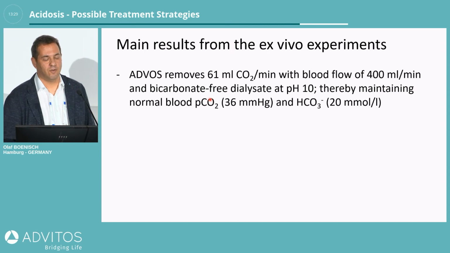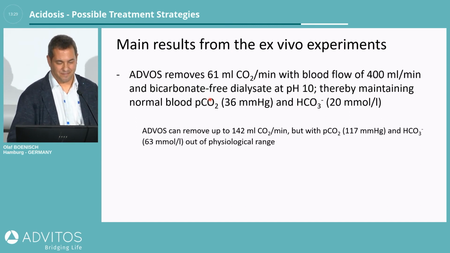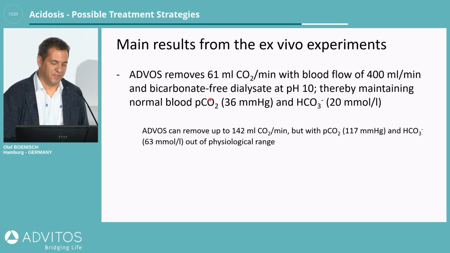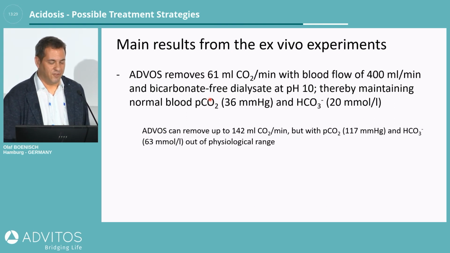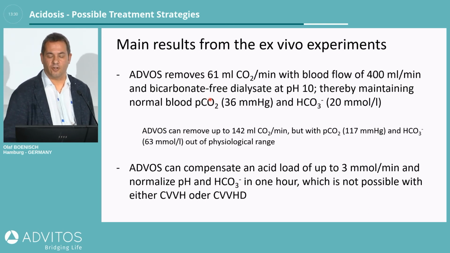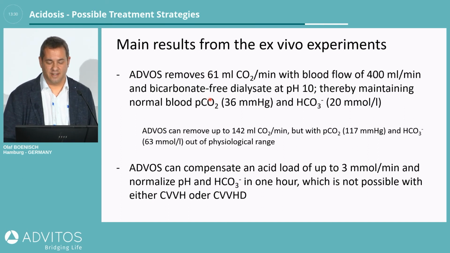And with this concept, you had normal blood PCO2 and normal bicarbonate concentrations. So with the system, it's even possible to remove more than 60 ml of CO2, but then PCO2 and bicarbonate concentrations were out of the physiologic range. So ADVOS can also compensate an acid load of up to 3 millimole per minute and normalize pH and CO2 in 1 hour, which is not possible with either hemofiltration or continuous veno-venous hemodialysis.